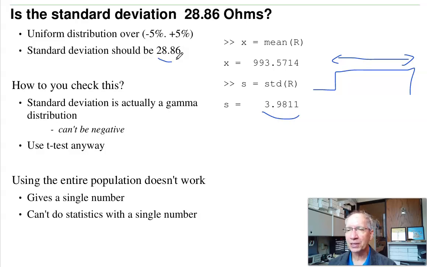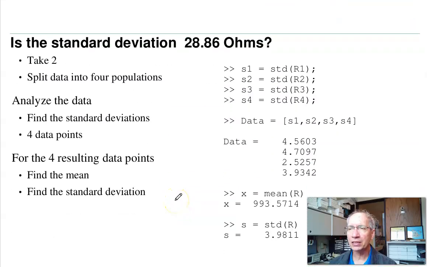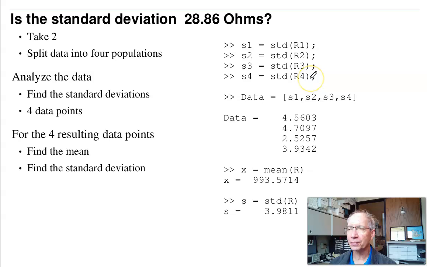A problem though is that when I find the standard deviation, I need a sample size bigger than 1. Here I've got one sample, one population. I've got a single number. Is that number 28? Again, I can't do anything with a single number. I need more data. There's a couple of ways to analyze this. One way is to take the data and split it into 4 populations. I then have 4 standard deviations, one for each population. Assuming this is a normal distribution, and again it's not, it's a gamma distribution, I've got a mean and a standard deviation.